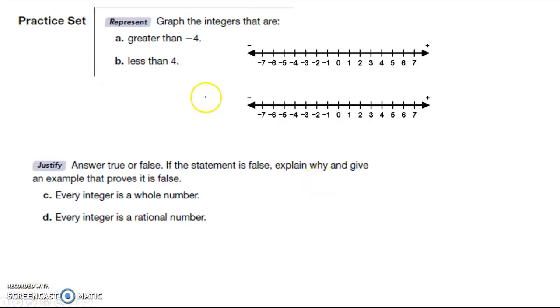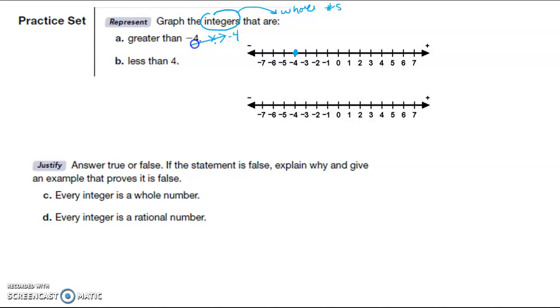Okay. It says graph the integers. Now, integers are all whole numbers greater than -4. So if I were going to write this, it would be x is greater than -4. So I know I need to start with -4, but I'm not going to highlight because it just says it wants the integers. It doesn't want the in-between.